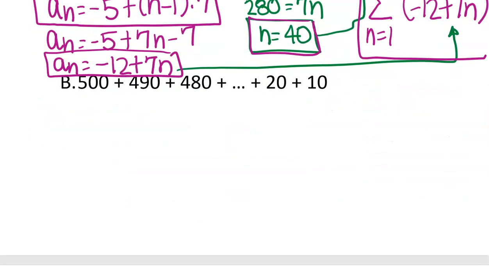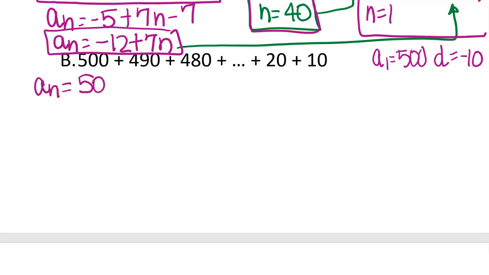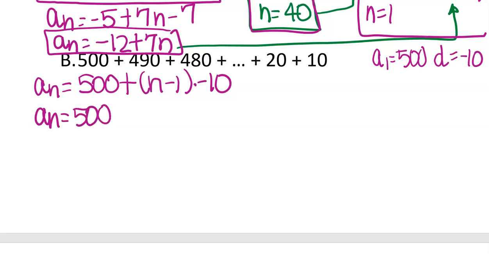Okay, let's try one more. B goes 500, 490, 480, and so on. So my first term is 500. My common difference would be -10. 500 to 490 would be subtracting 10 every time. So my formula, a sub n, is my first term, 500, plus n minus 1, times my common difference of negative 10. I'm simplifying.